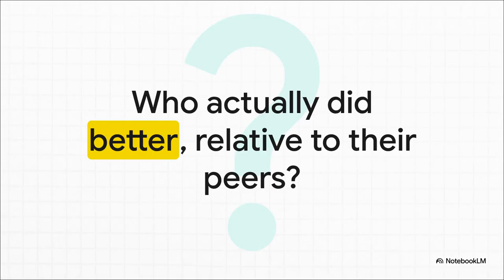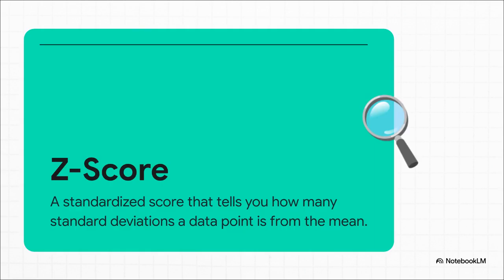So that's the real question we have to answer. Who did better compared to everyone else who took the same test? We need a way to make a fair apples-to-apples comparison. How do we do that? This is where the Z-score comes in to save the day. The Z-score is our ultimate translator. It takes any score from any test and puts it on one universal scale. It simply tells you how many standard deviations away from the average that one score is.